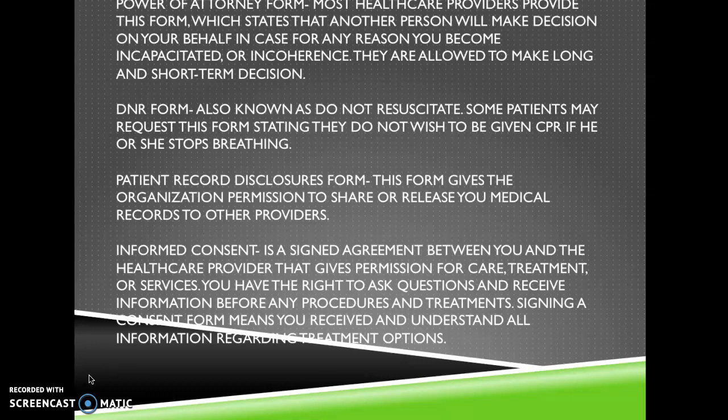An informed consent is also known as the consent form I mentioned before, which is a signed agreement between you and the healthcare provider that gives permission for care, treatment, or services. You have the right to ask questions and receive information before any procedures and treatment. Signing a consent form means you received and understand all information regarding treatment operations.